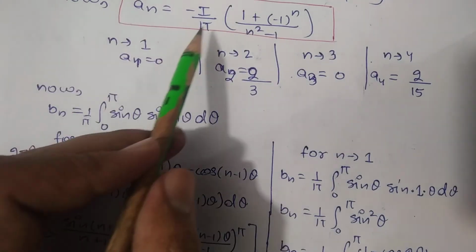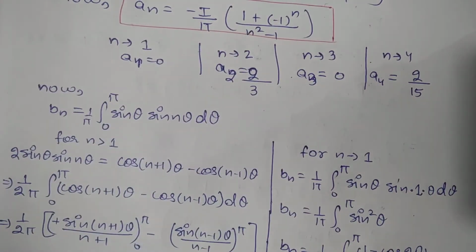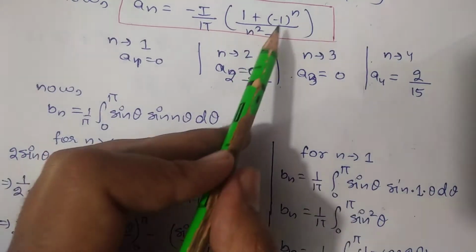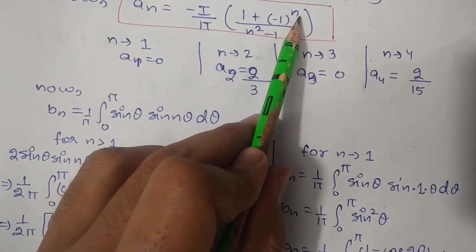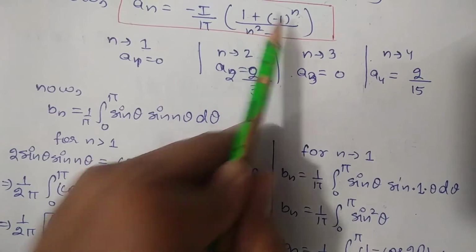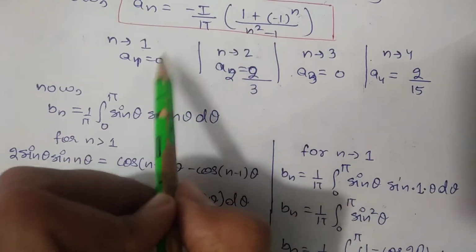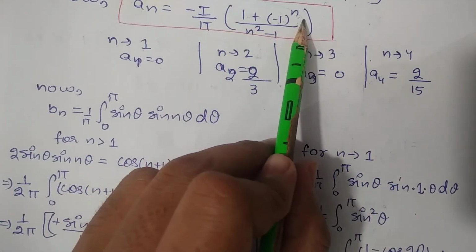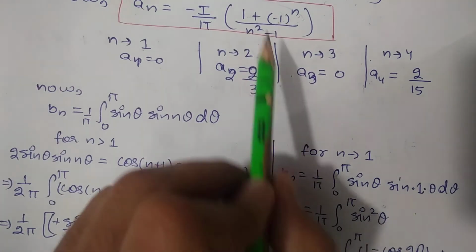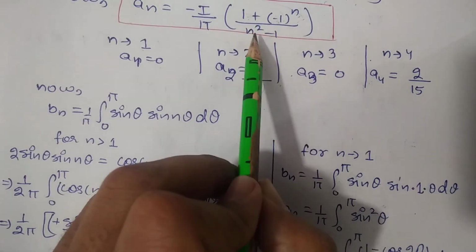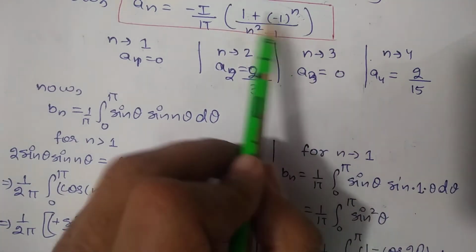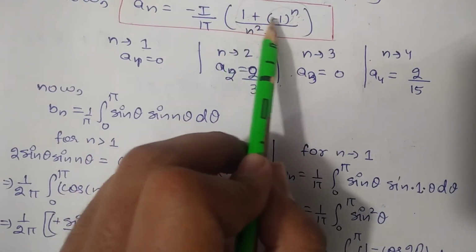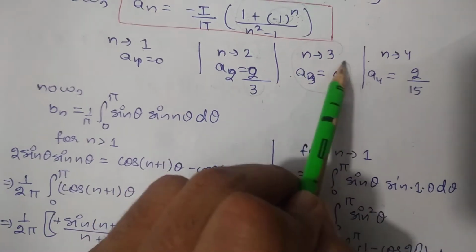Now students, if I put n equals 1, this whole term will become 0, because (-1)^1 will be −1 and 1 − 1 will be 0. So this whole term will be 0. If I put n equals 2, this term will be 2/3, because 1 + 1 will be 2, and downside 2² − 1 will be 3. If I put n equals 3, then this is −1, 1 − 1 will be 0, so this whole value will become 0.